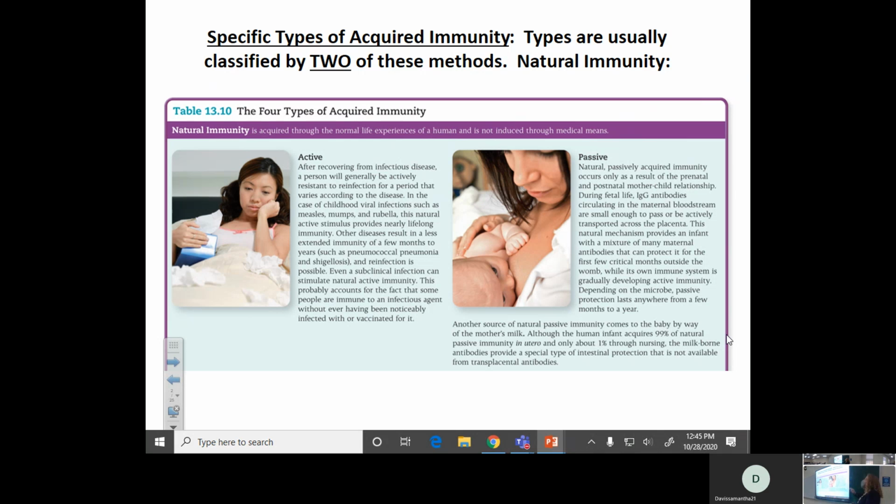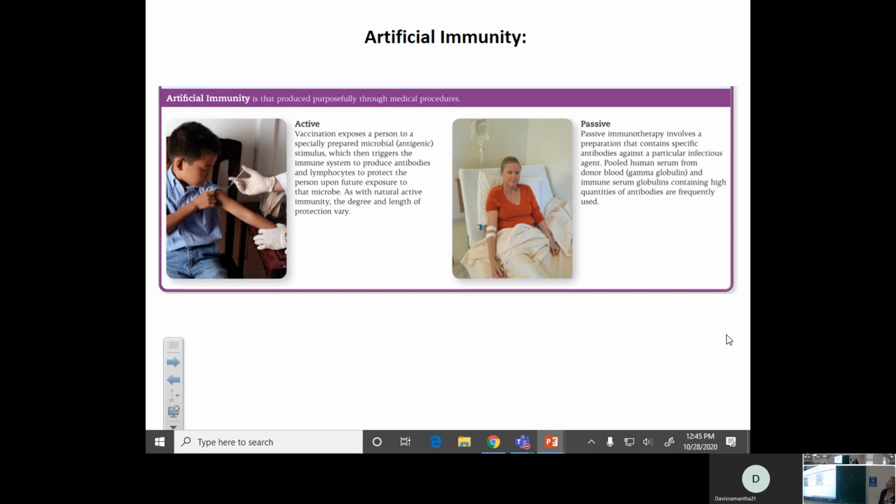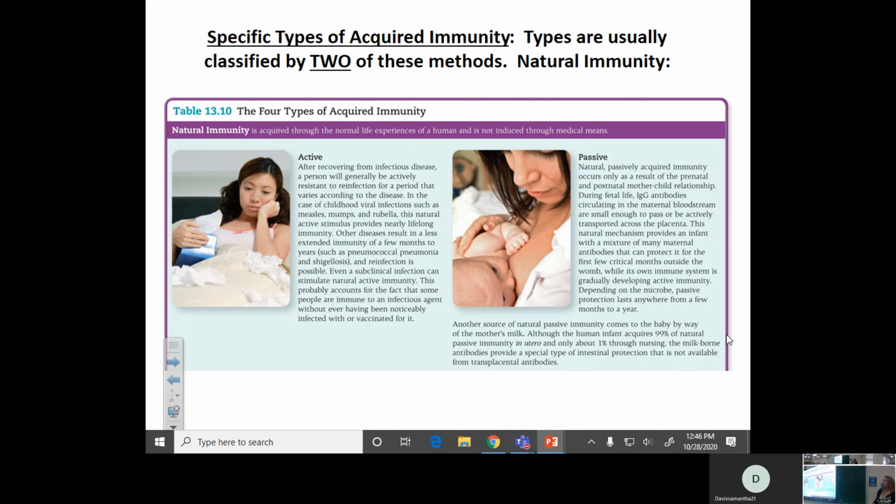So getting acquired immunity can happen naturally or it can happen artificially. There are really four specific ways to get acquired immunity. You can have natural immunity versus artificial immunity. And within both of those styles, there is an active way and a passive way.